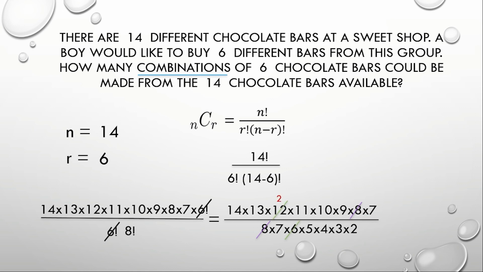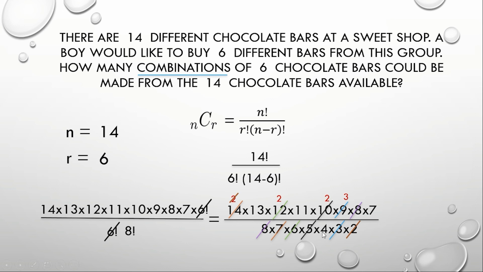Since 12 is divisible by 6, we have 2. We also have 14 and 7. 14 divided by 7 is equal to 2. We also have 10 and 5, which gives 2. And 9 and 3, we have 3. And we can also cancel 2 in our numerator and in our denominator.